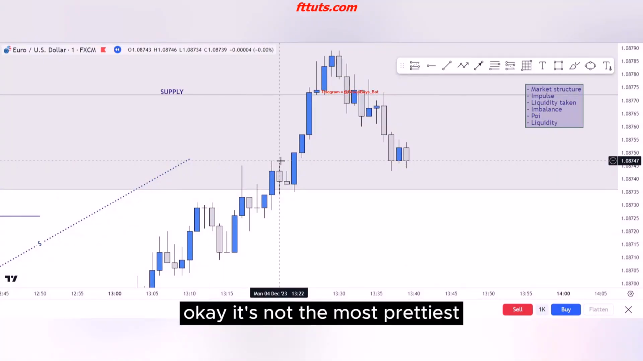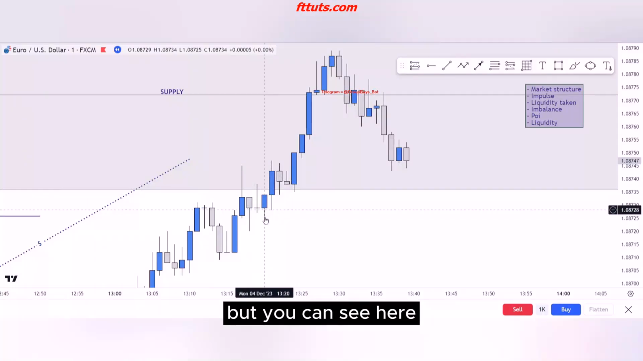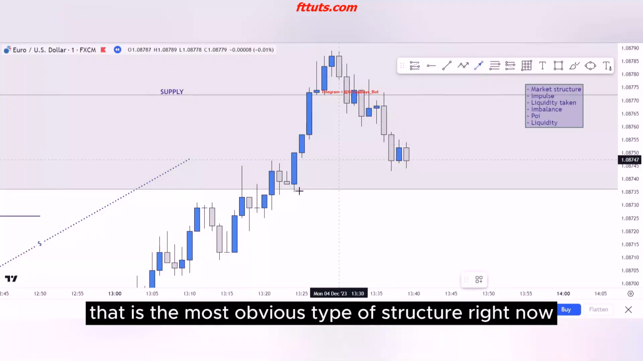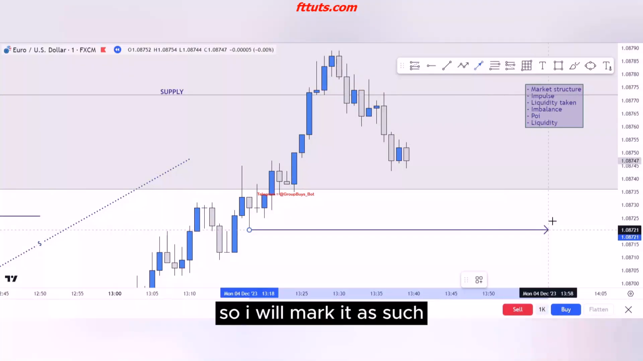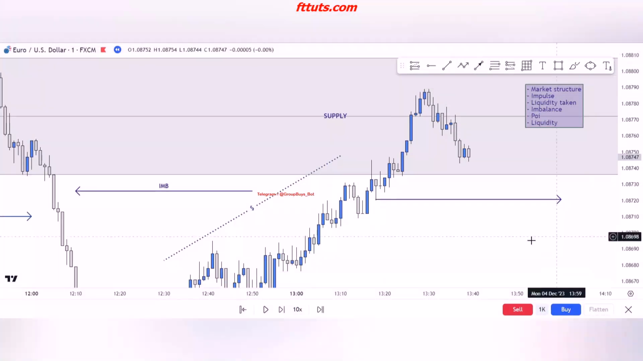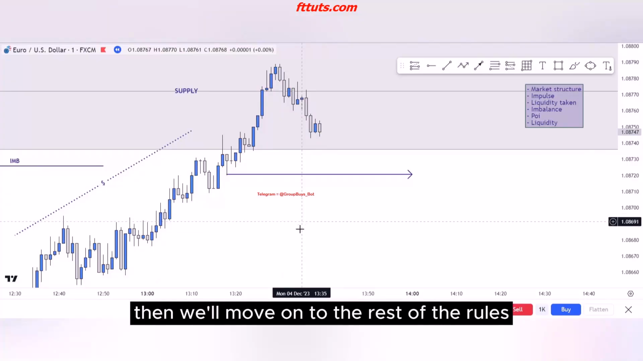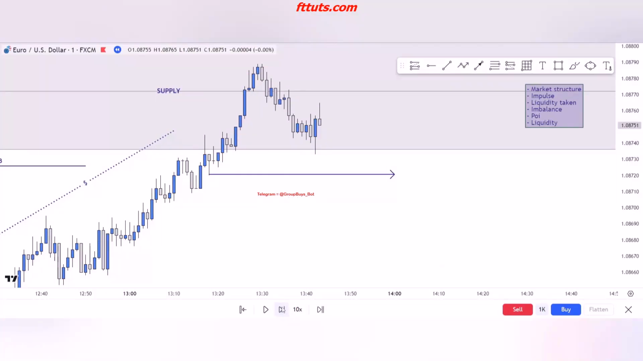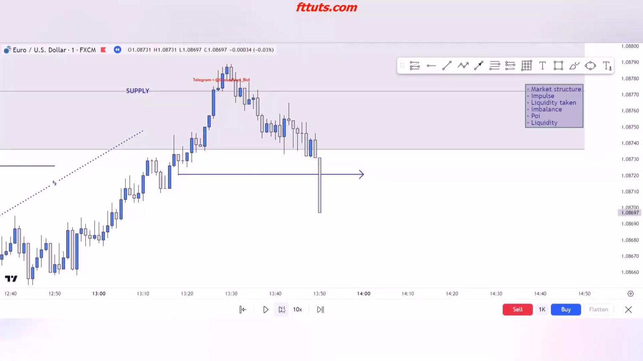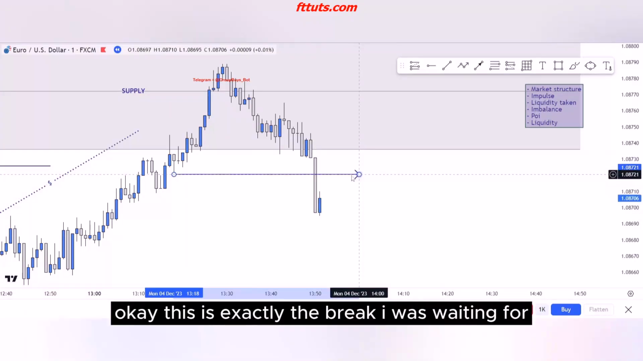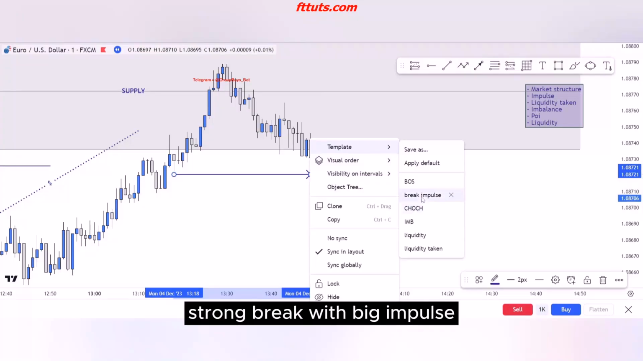Okay, it's not the prettiest, but you can see here that this is the most obvious type of structure right now, so I will mark it as such. I'll wait for that line to break, then we'll move on to the rest of the rules. Okay, this is exactly the break I was waiting for. Strong break with big impulse.